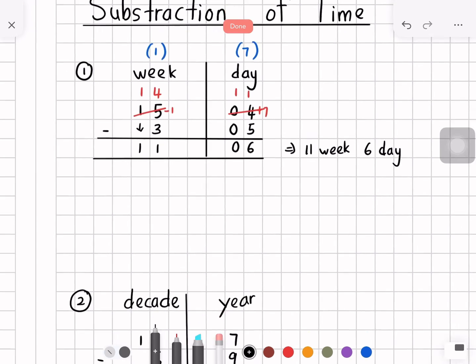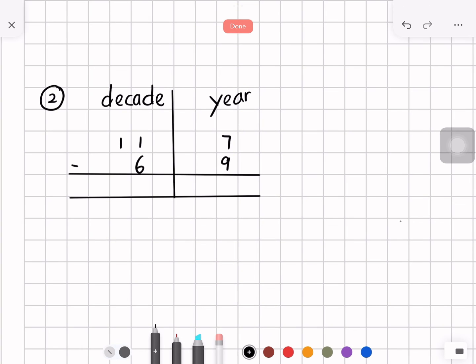Alright, let's see another example, decade and also year. Year we have 7 and 9, make it 2 units, so 07, 09. And before that, decade, make sure 1 decade, 10 years, write that first. And 07, 09 as I told you all. And now we couldn't minus 7, minus 9, we can't do the answer. So we borrow 1 from decade and we add 10 in year because 1 decade is 10 years, right? So 10 in the year.